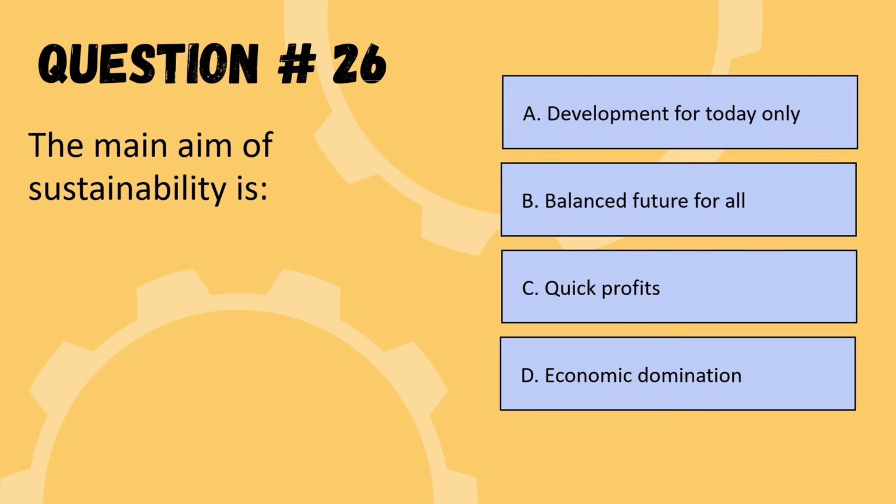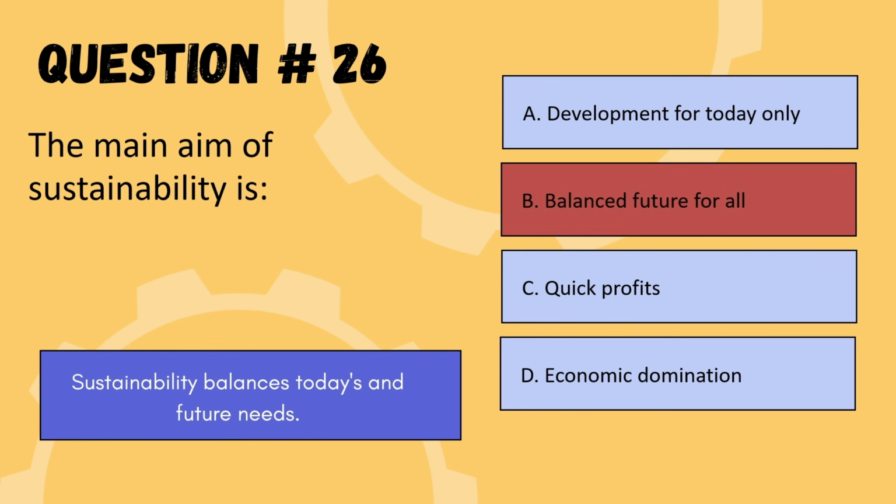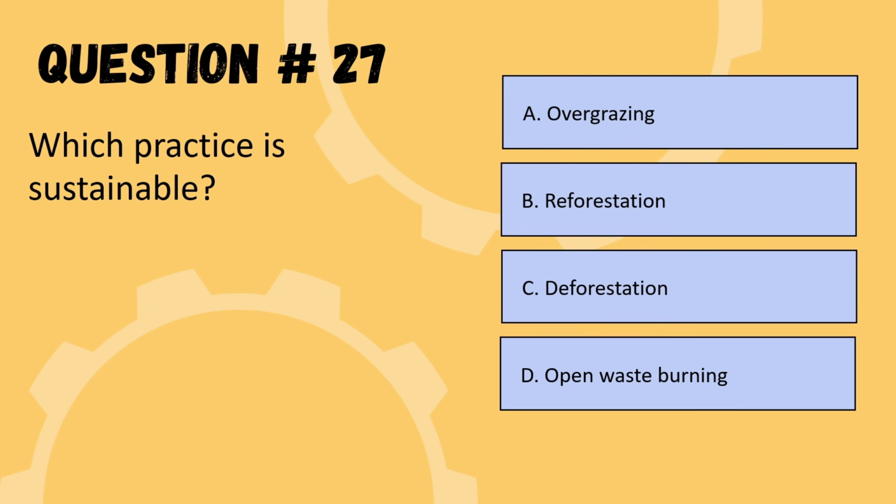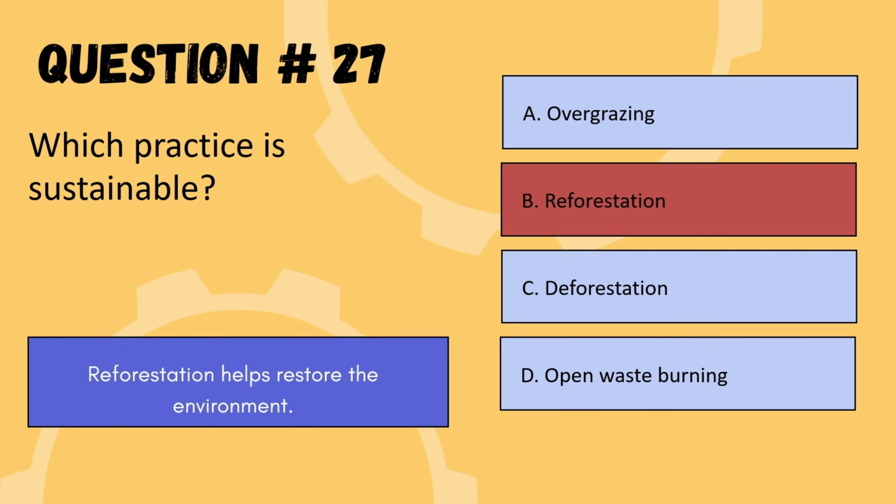So next question is question 26. The main aim of sustainability is, options are development for today only, balanced future for all, quick profit or economic domination. So your correct option is option B, balanced future for all. So we are moving to the next question. Next question is which practice is sustainable? So options are overgrazing, reforestation, deforestation or open waste burning. So your correct option is option B, reforestation. We are moving to the next question.